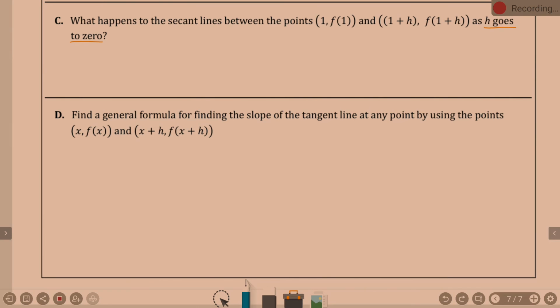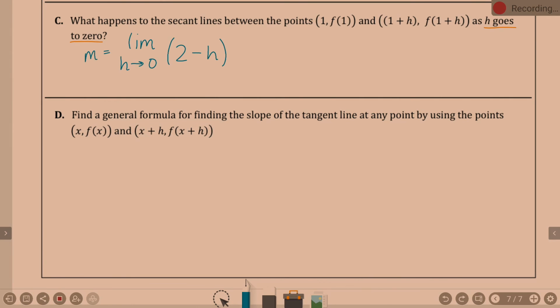Well, if we're talking about as h goes to 0, could we find the limit as h approaches 0? And so when we're talking about what happens to the secant lines between those 2 points, then we are looking at the slope there. So we're going to be doing the limit as h approaches 0 of, is it 2 minus h?